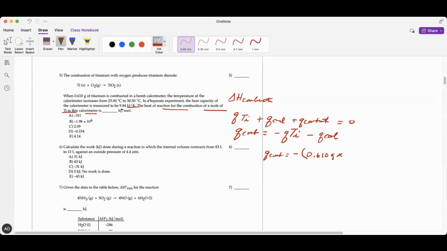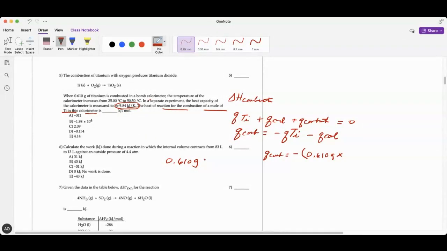And then multiply by the 9.84 kilojoules per Kelvin. So let's see here. I still think we're missing something here. I don't know. I'm really tired.